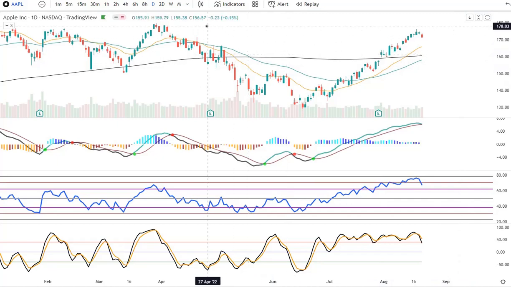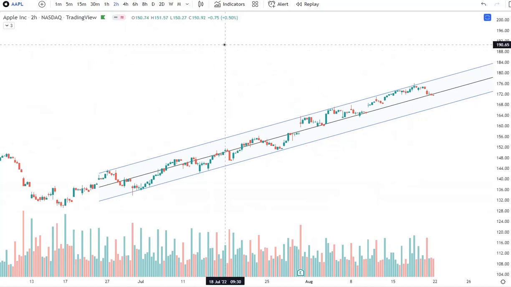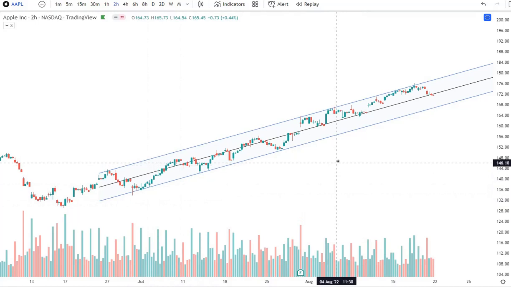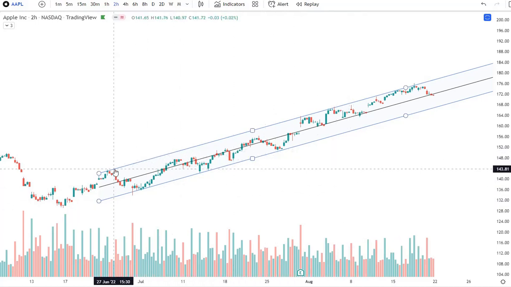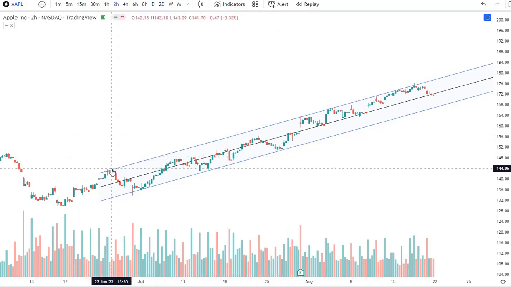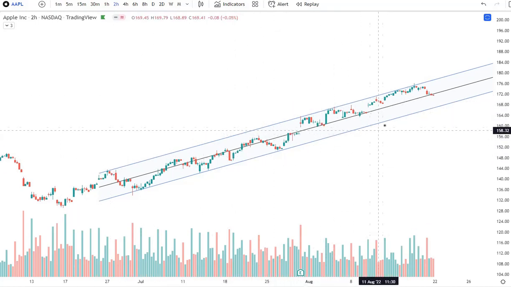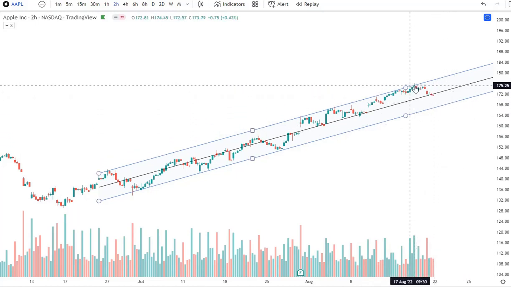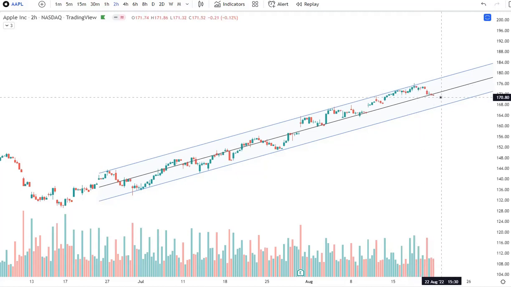So let's start off with a smaller time frame, and then I'll come back to the daily. So if we look at the 2-hour, this is a 2-hour chart of Apple. You can see I have a trading channel drawn, and it has touched the upper and lower end of the channel a number of times. So this channel will guide us on a short-term basis. As you can see, since reaching the top end of the channel, it's been pulling back. So one possible area that it can pull back to is the lower end of this channel.